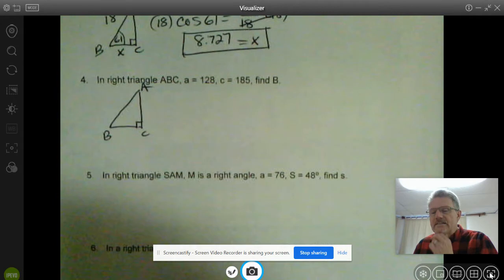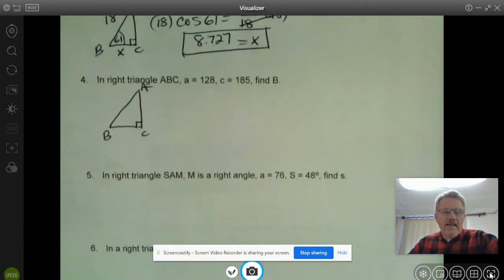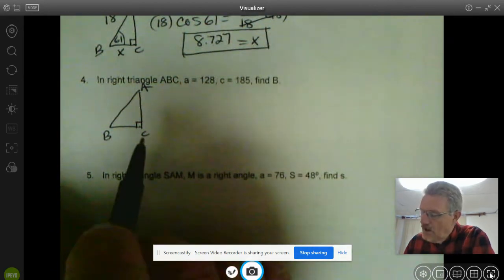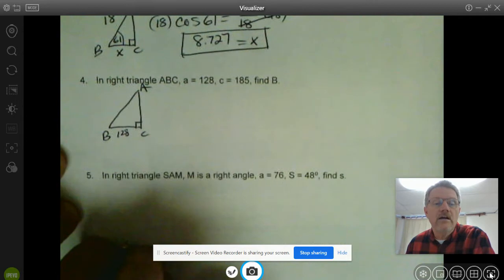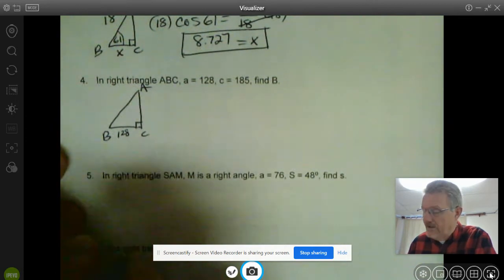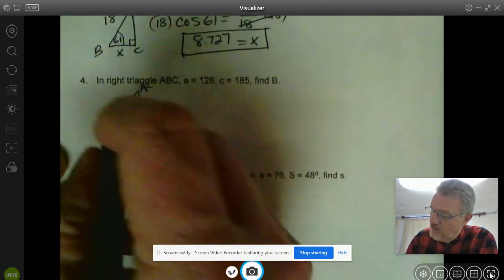All right, now it really doesn't matter where you put the A and the B. The C is important as far as the angles are concerned. Just make sure that the side across is the lowercase value of where you put A and B. All right, A is 128. Ooh, our numbers are getting bigger. That's okay. The calculator will handle it. C, side C is 185.